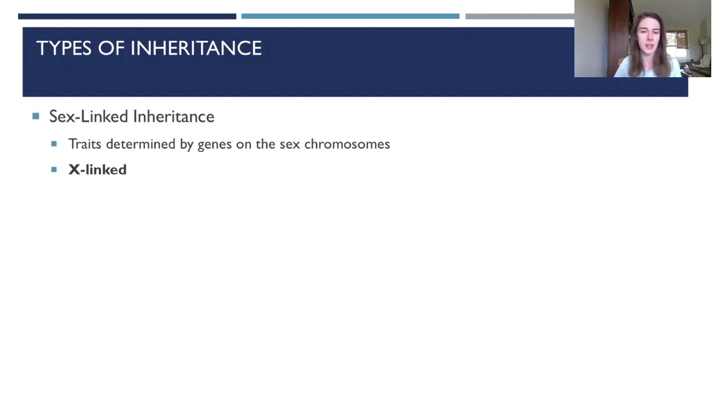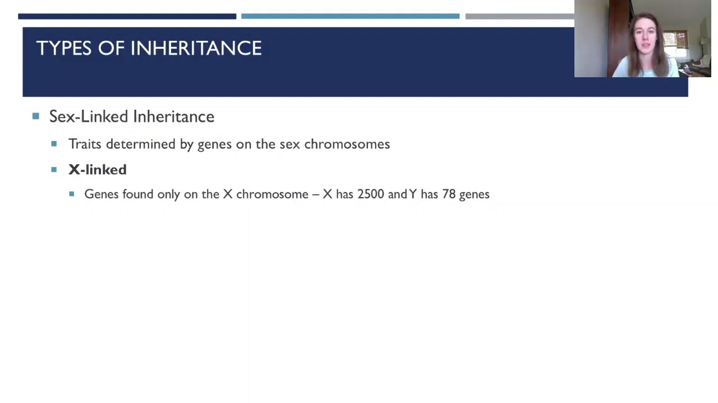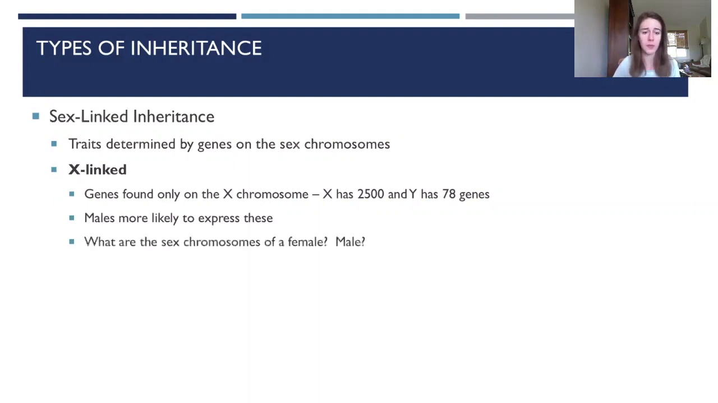So a sex-linked trait is pretty likely going to be an X-linked trait, not a Y-linked trait, because the X chromosome is so much bigger. It has 2,500 genes, while the Y chromosome only has 78. So that's why most sex-linked disorders are going to be found on the X chromosome. Males are more likely to express this because they only have one X chromosome.